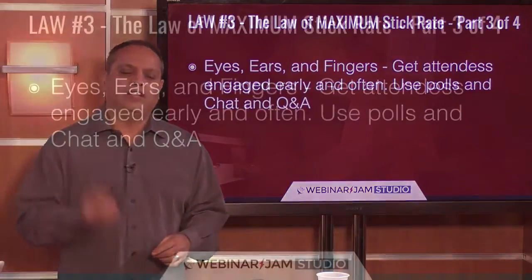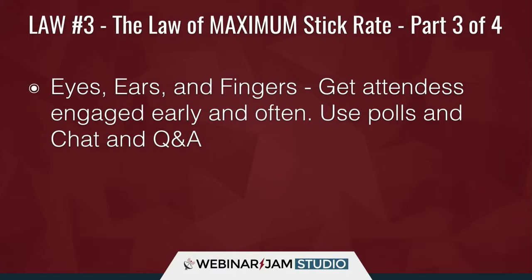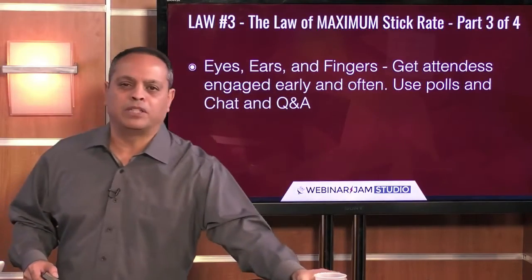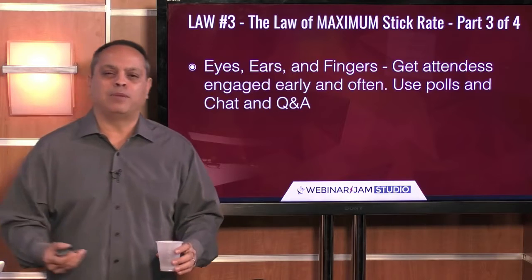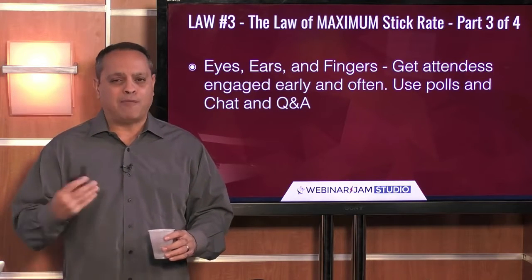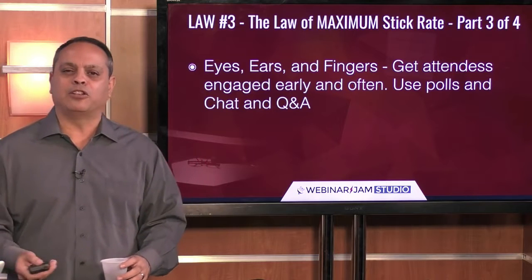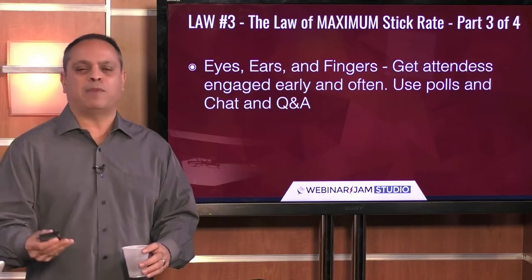Next, eyes, ears, and fingers. Get attendees engaged early and often. That is one of the tips that I got from Mike Koenig, sitting right here. Eyes, ears, and fingers, he told me. He said, Mike, talk, engage with people early and often. If you've noticed, I've been doing that. I've been asking you to chat, get ready, put your questions in the Q&A, how to use the Q&A. And I keep getting feedback from you, okay?